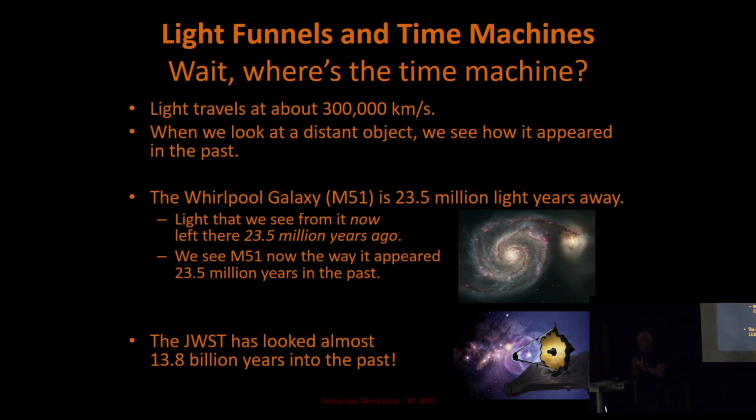So when we look at it through a telescope, and I literally just did it on Friday, through somebody's 22-inch telescope, we saw it the way it appeared 23.5 million years ago, because it took that long for the light we see now to get here. And the James Webb Space Telescope can look almost to the beginning of the universe, back in time, which is pretty mind-blowing. So yes, telescopes are time machines. Isn't that cool? You're surrounded by time machines in this hall.